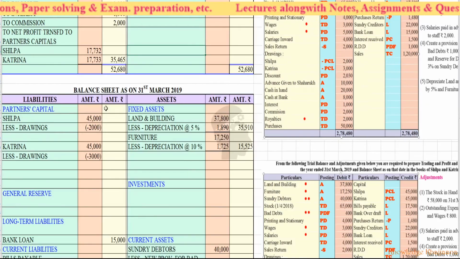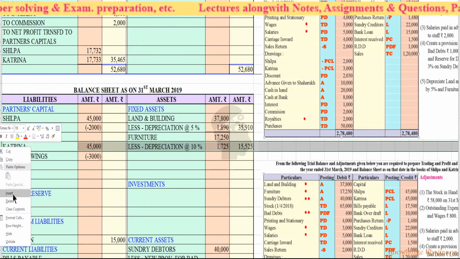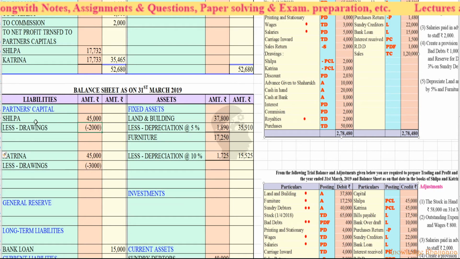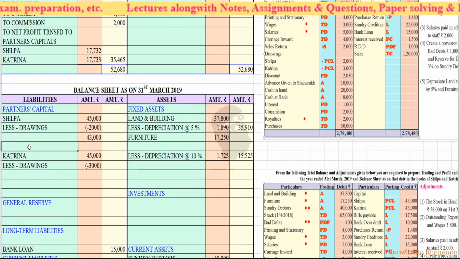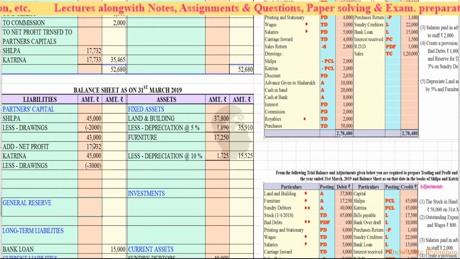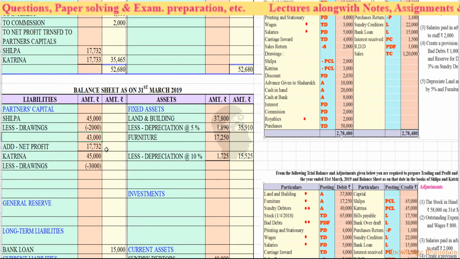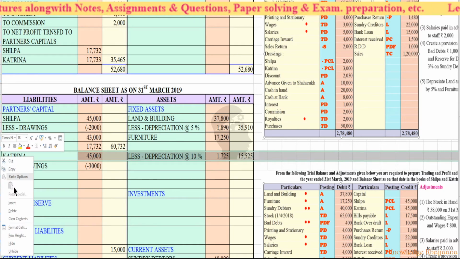Now, what we have to do? Shilpa has withdrawn some money. See, after deducting the drawing from Shilpa's capital, how much rupees are remaining? Rupees 43,000, right? Now, what we have to do? We have to give the net profit to Shilpa, right? Then we have to add net profit. How much is the net profit of Shilpa? Rupees 17,732. So if we add this net profit to the amount, the total is rupees 60,732. Okay.